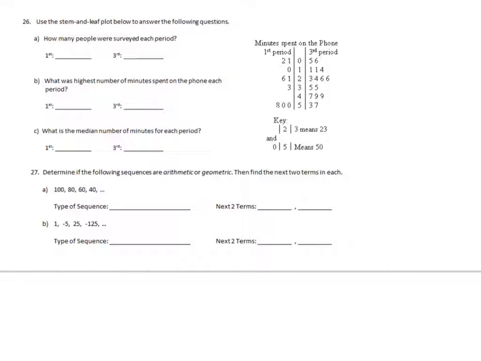15. How many people were surveyed? Well, this is a double stem and leaf plot. So for first period, you're going to count these leaves, and there's 9. For third period, you're going to count these leaves, and there's 16. What was the highest number of minutes spent on each period? So 58 is the highest, and 57. So 58 and 57 minutes.